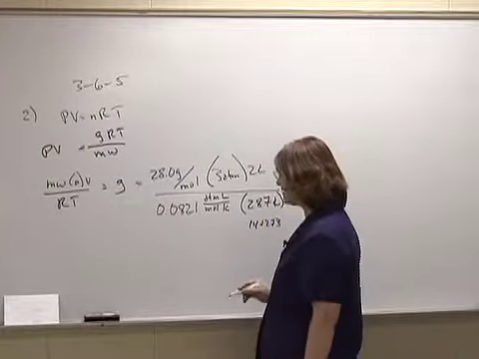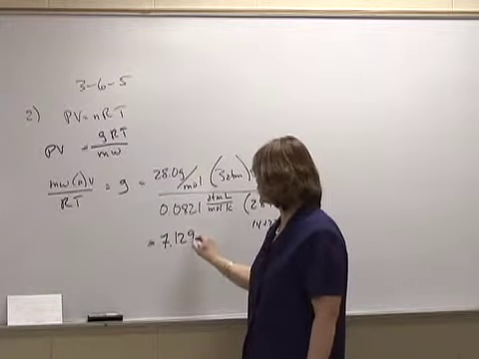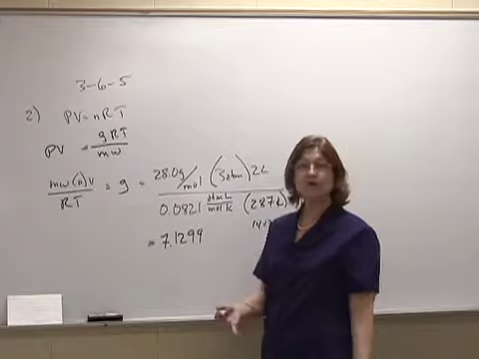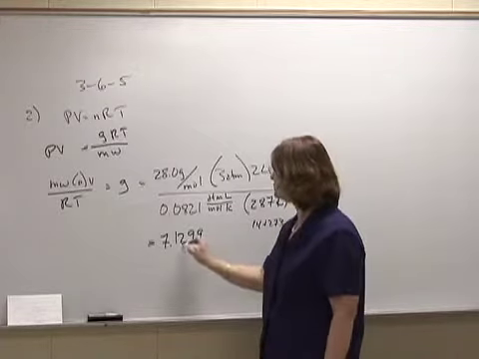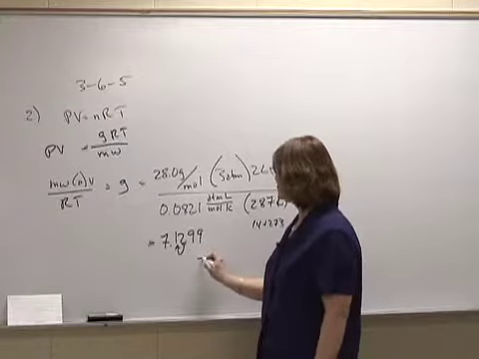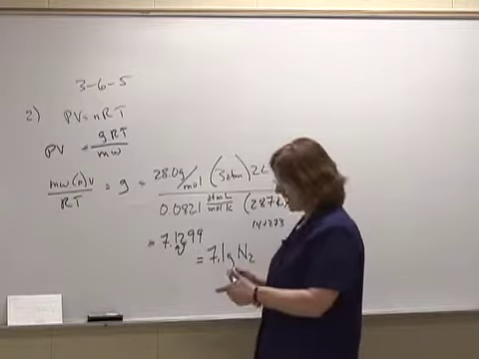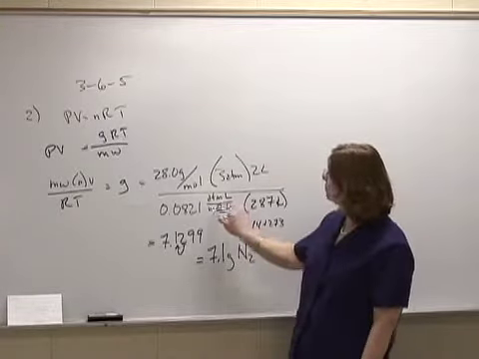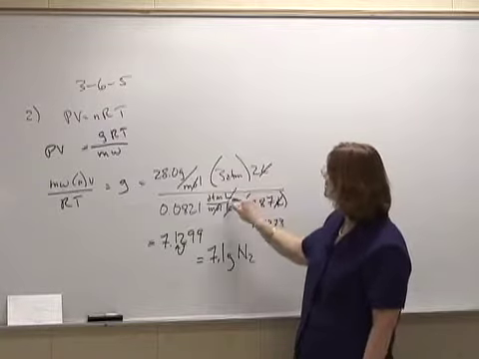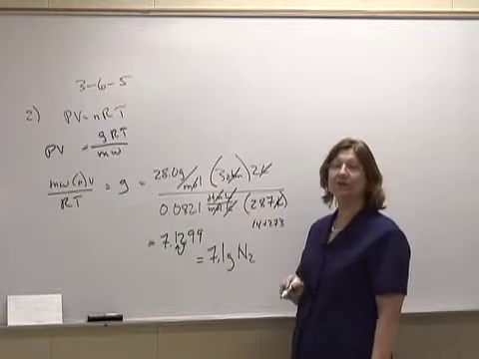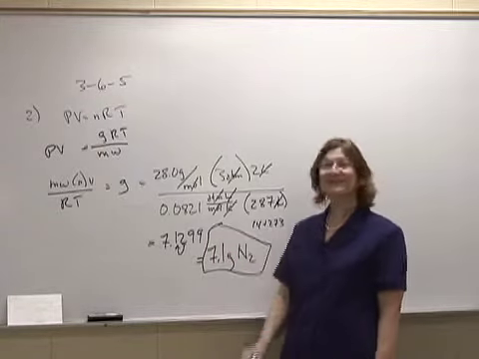And then when I do the math here, I'm going to get 7.1299. I look back to my original problem and I see I need 2 significant digits, and therefore the 2 does not round the 1 up, and my answer is going to be 7.1 grams of nitrogen. And again, you can see here that my moles cancel, my Kelvin cancels, my liters cancel, and my atmospheres cancel, leaving me grams. And that would be number 2.